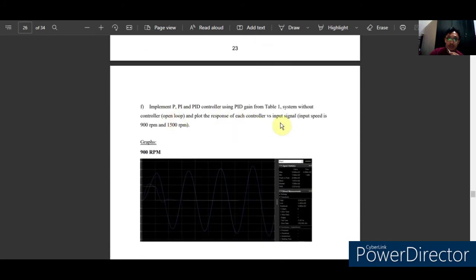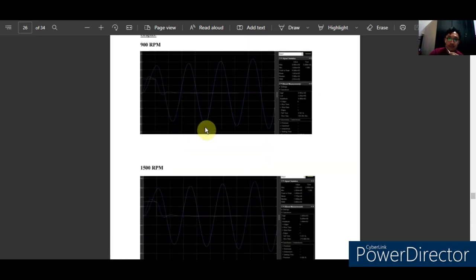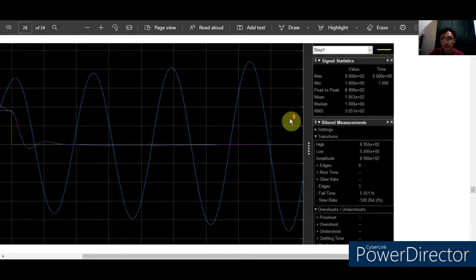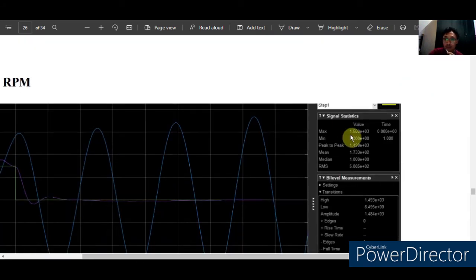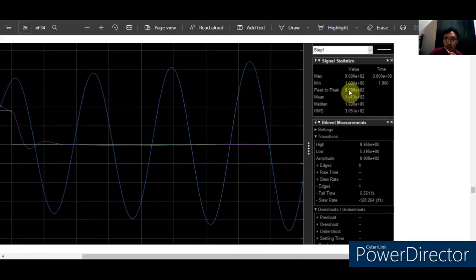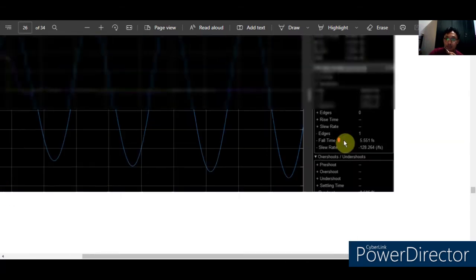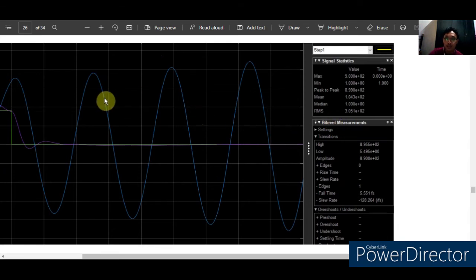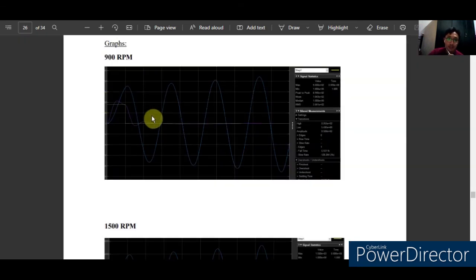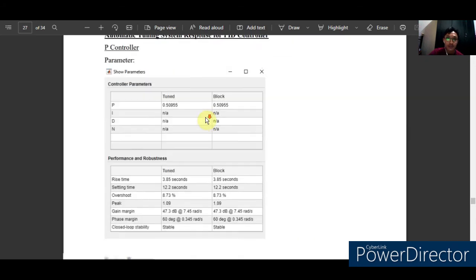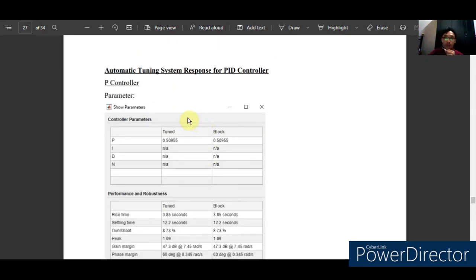And as you can see, for the input speeds of 900 and 1500 RPM, it has the same shape but different amplitude and so on. So as you can see, the max is different. The min is the same, and the peak to peak is also different because it runs at different speeds, different RPM. So these are the automatic tuning system responses for the PID controller.